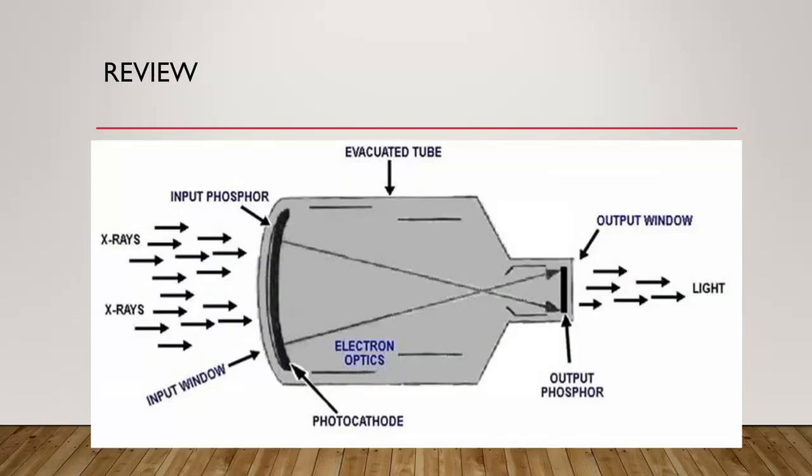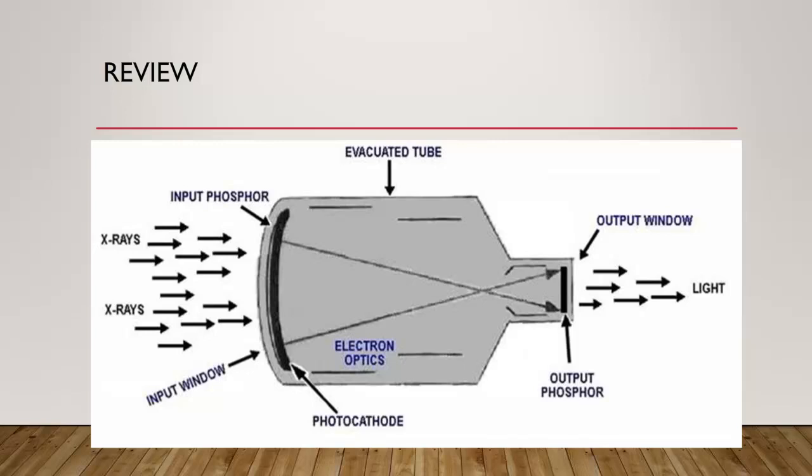Now I'm going to review everything which I just went over in a few steps to end this lecture. Follow the diagram as I explain these steps. The remnant X-rays will move towards the input window first, interacting with the input phosphor. The input phosphor will now convert the X-rays into light. Next, the light produced will interact with the photocathode.